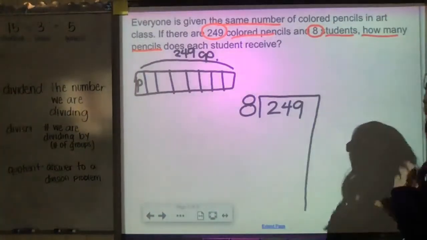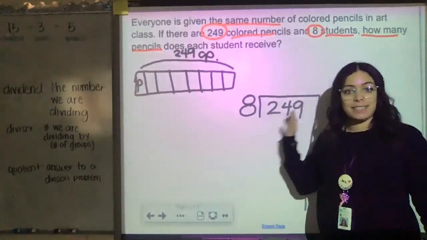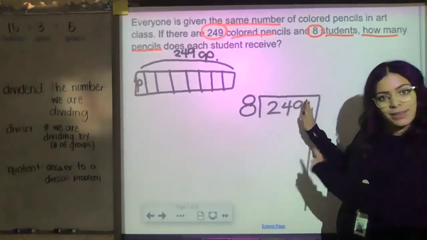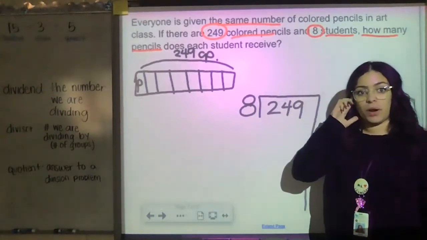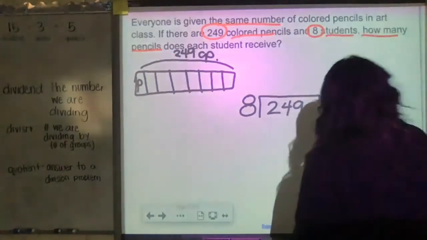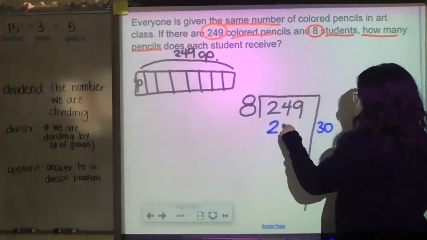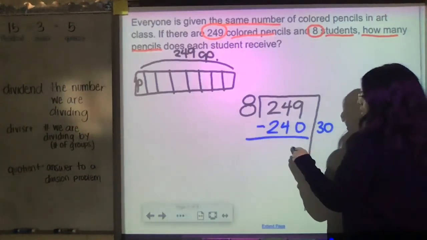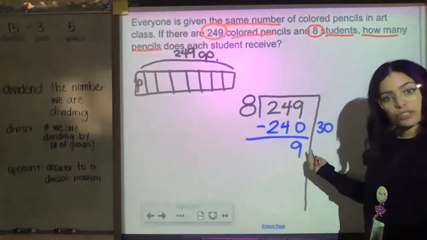Think of 8 different piles, one for each kid, and you're trying to distribute these as quickly as possible. So I'm thinking 200, 240. I see a multiple here. I know that I can do 8 times 3 to get 24. Which means if I do 8 times 30, I'm going to get 240 of those pencils distributed out to those 8 kids. And now I just have 9 pencils left to distribute to those students.